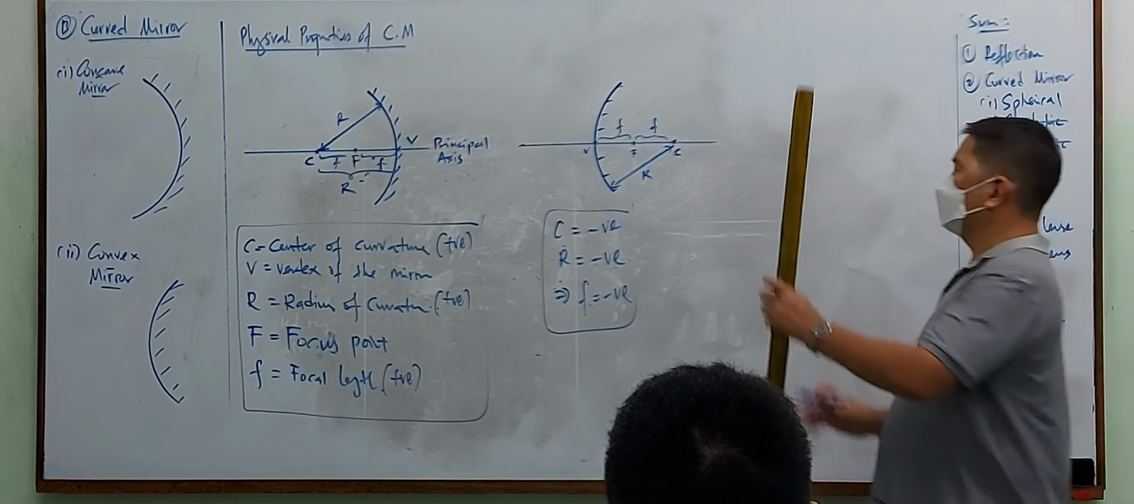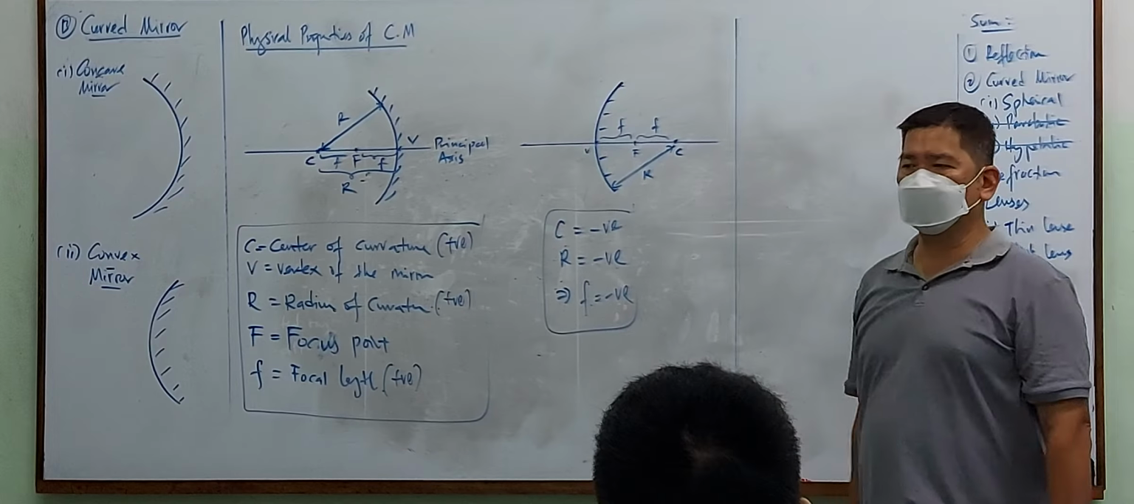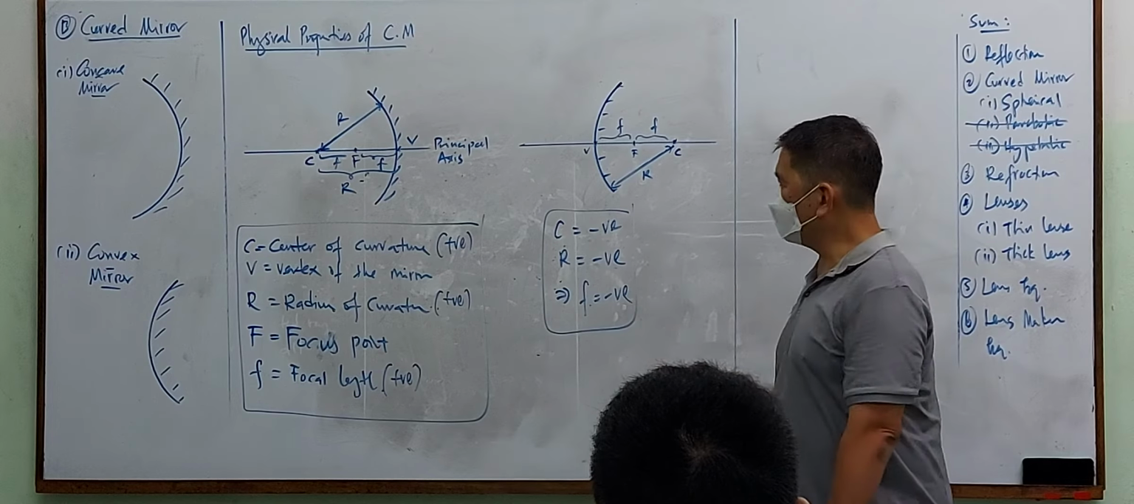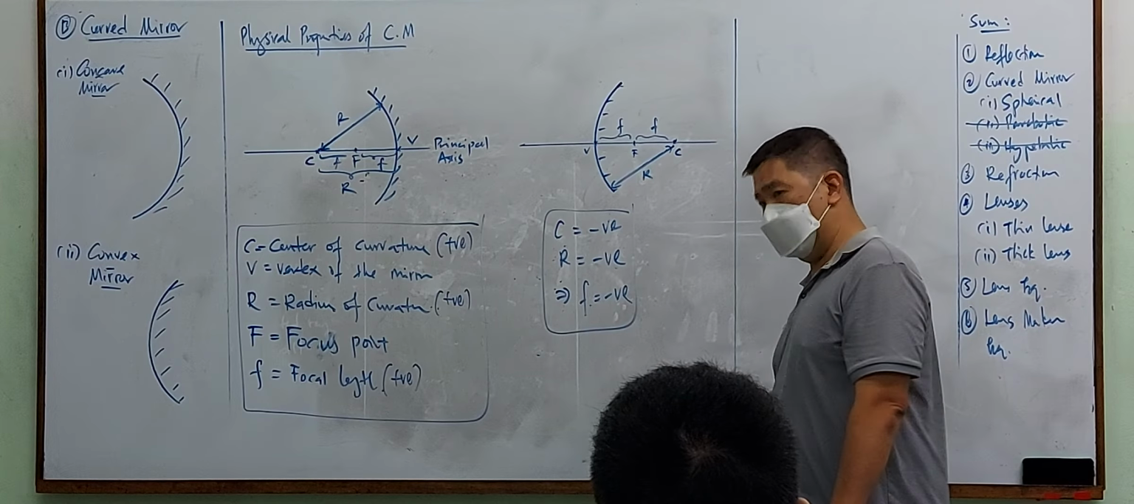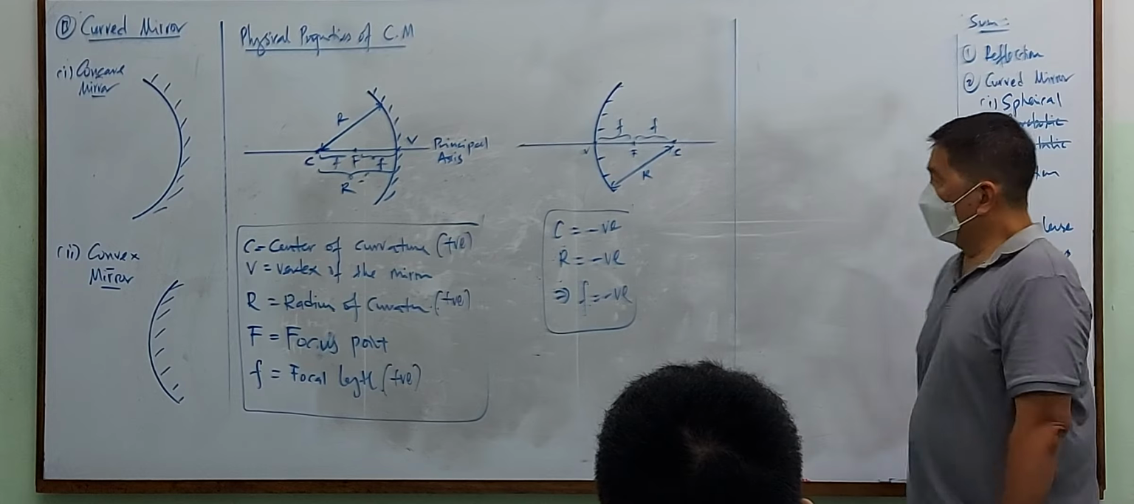But this one is the easiest to solve problem, because whenever you put an object in front of a convex mirror, there's only one outcome. It's always virtual. It's always virtual. Right?